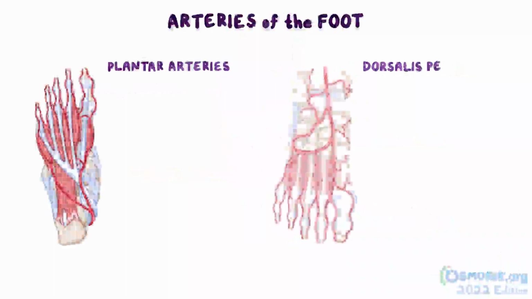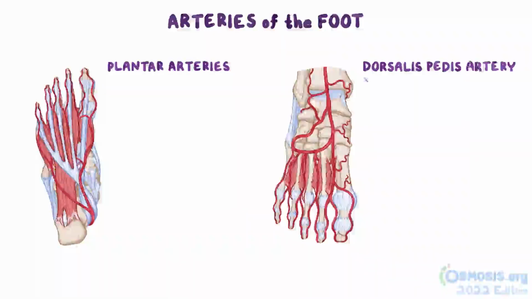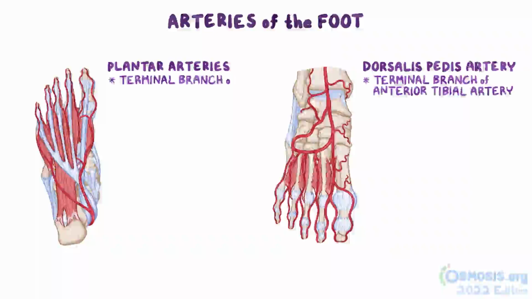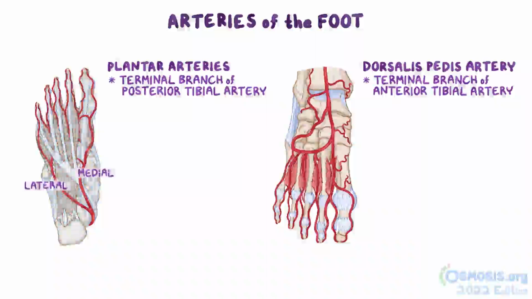Moving on to blood vessels, the main arteries of the foot are the plantar arteries and the dorsalis pedis artery. Dorsalis pedis is the terminal branch of the anterior tibial artery. The plantar arteries are the terminal branches of the posterior tibial artery and make up the prolific blood supply of the sole of the foot. There are two main plantar arteries, namely the medial and lateral plantar arteries, which typically follow their similarly named medial and lateral plantar nerve.